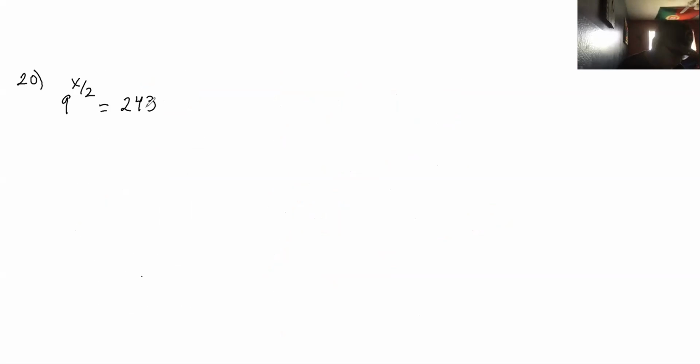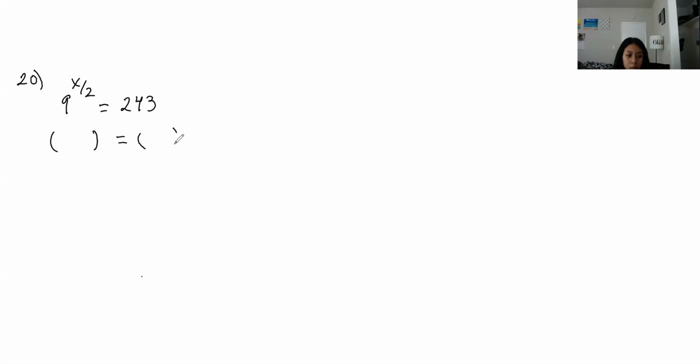And 20 is 9 to the x over 2 equals 243. All right, what same base am I going to use here? Anyone? 9? Let's try 9. What's 9 squared? 81. And then 9 to the third is 81 times 9, which is 729. That's way too big. So is 9 going to be the base I'm going to use? No. I'm going to have to get smaller.